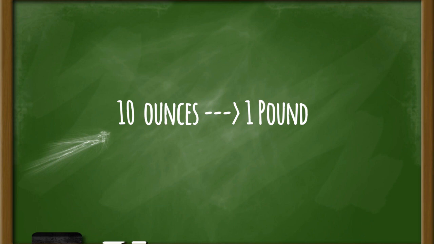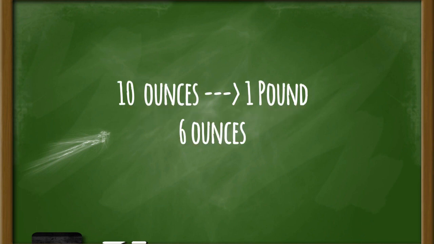So think, if I have 10 ounces, how many more ounces do I need to count up to get to a whole pound or 16 ounces? Write the number on your whiteboard now. You should have written 6 ounces on your whiteboards.